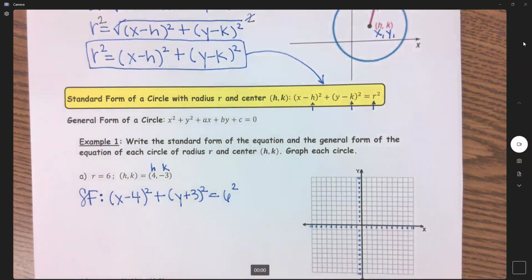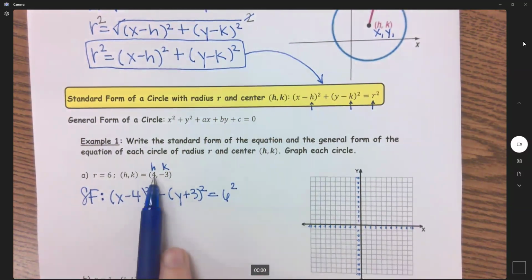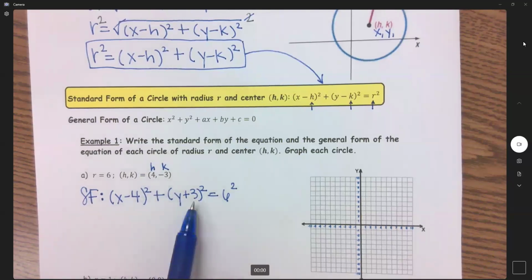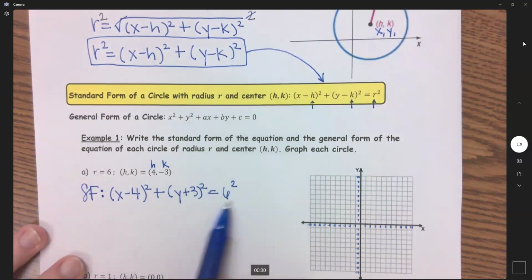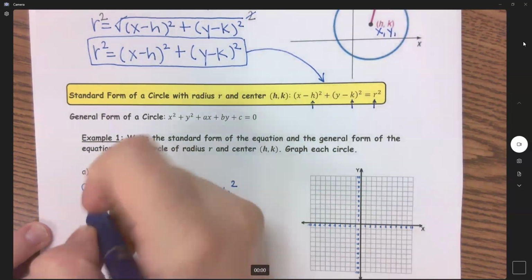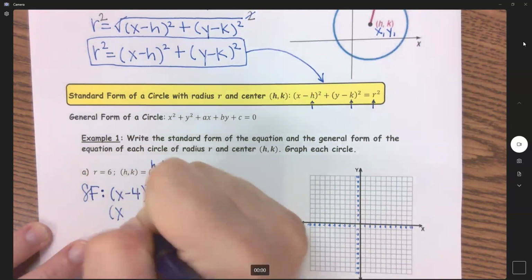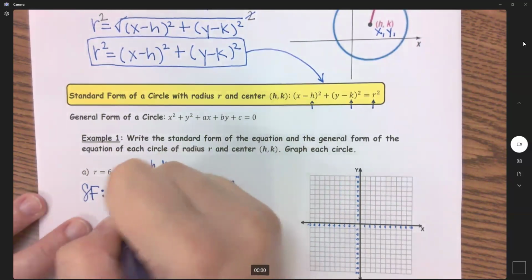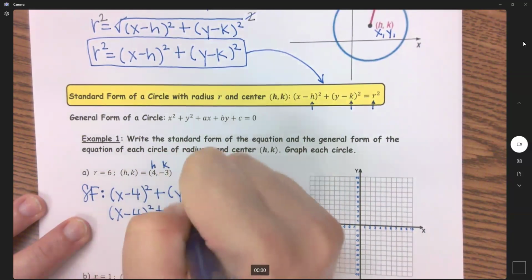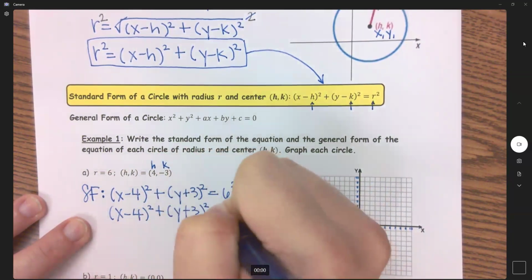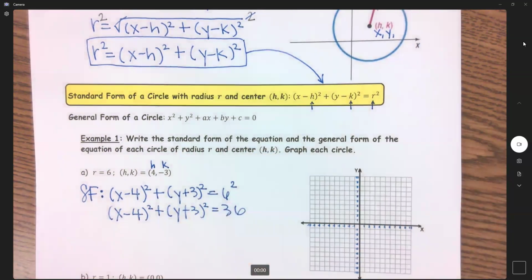Okay, notice again, I said inside opposite. 4 becomes -4, -3 becomes +3. So inside opposite. So the only thing I can do really is clean this up. So my equation in standard form is (x minus 4) squared plus (y plus 3) squared equals 36.